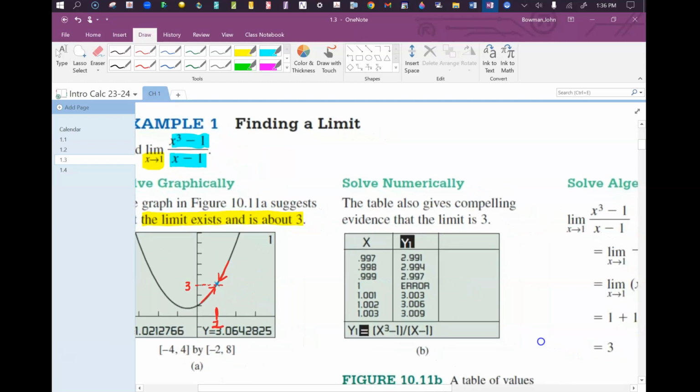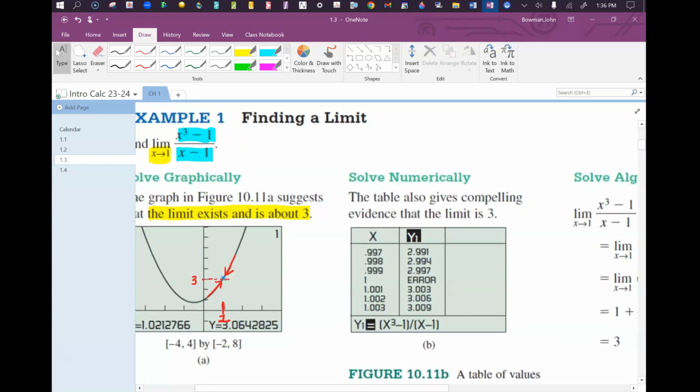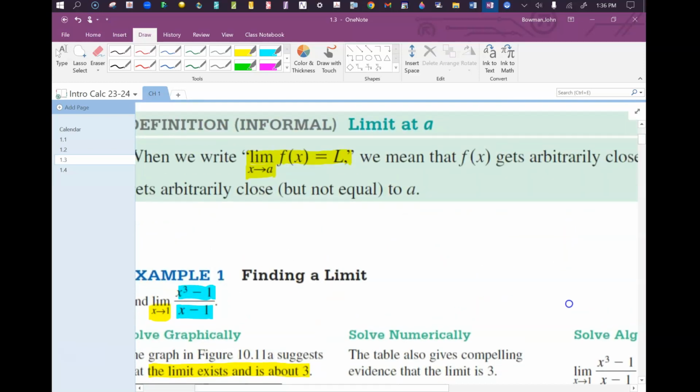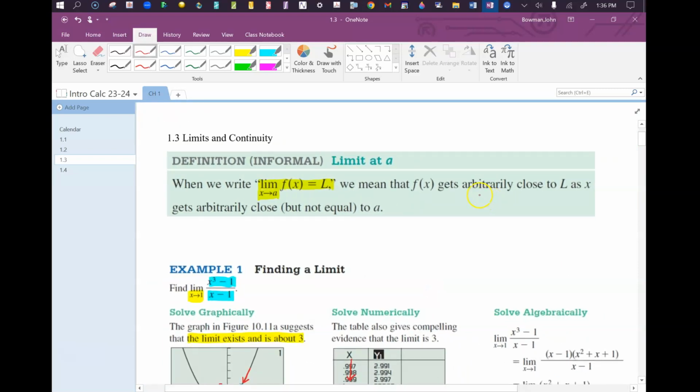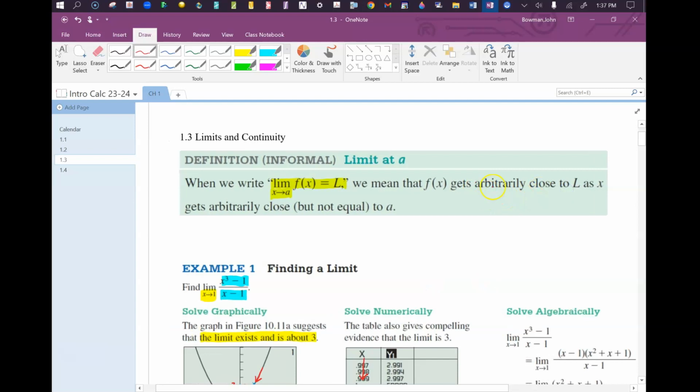We could also take a look at that same limit using a table of values, and we would want to take a look at what happens as x is approaching 1 from below or from the left, and as x is approaching 1 from above, the right. And this is where that definition is really important. It says above that f of x gets arbitrarily close to some limit L as x gets close to but not equal to a.